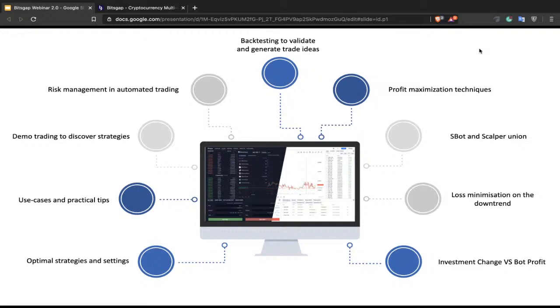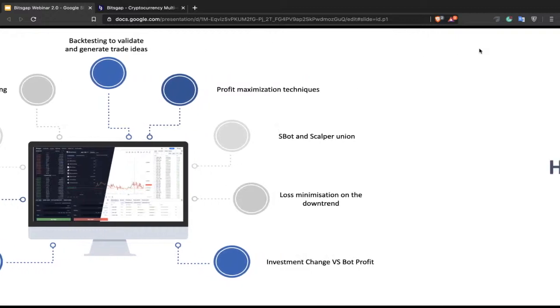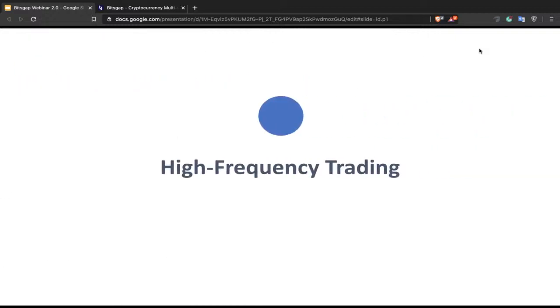And for those who still don't know what the investment change is all about and what makes it different from the bot profit, I will explain this. So for newcomers, there will be a bunch of information useful, easy to understand, so don't worry. Today, if you haven't yet launched a bot, you will be able to launch it easily for the first time.